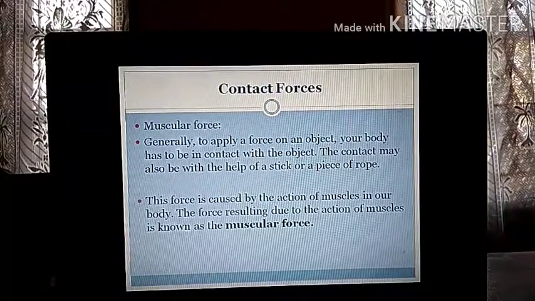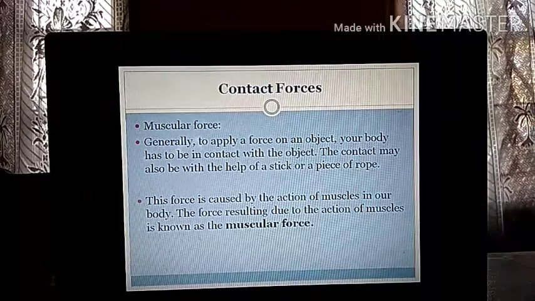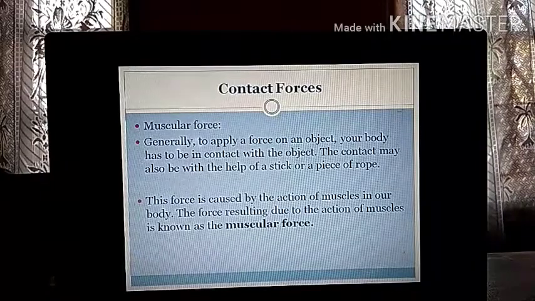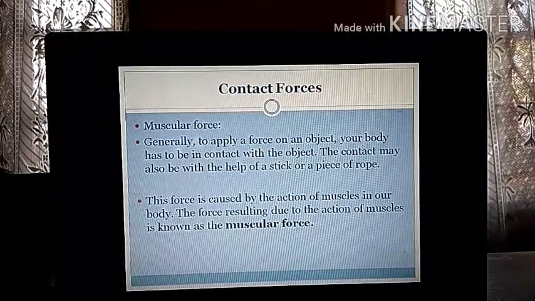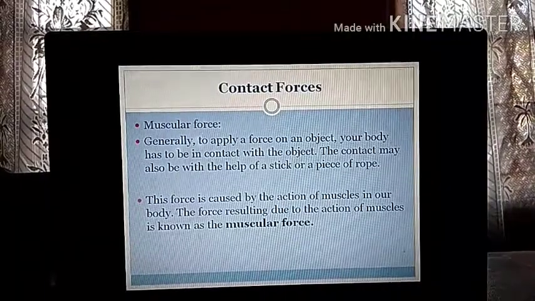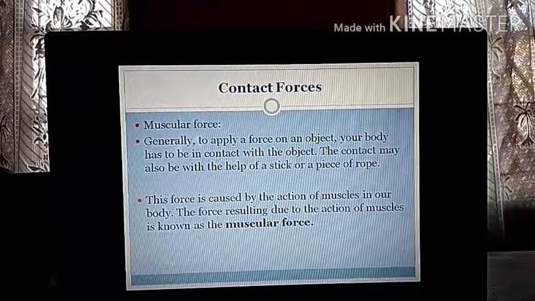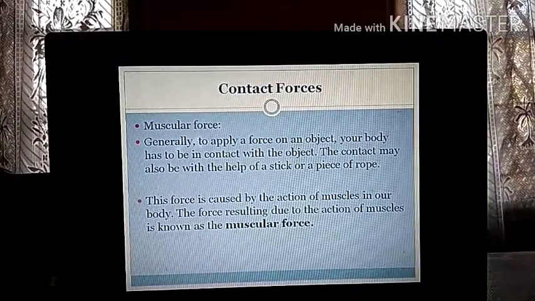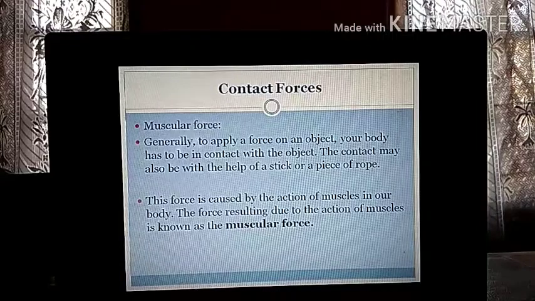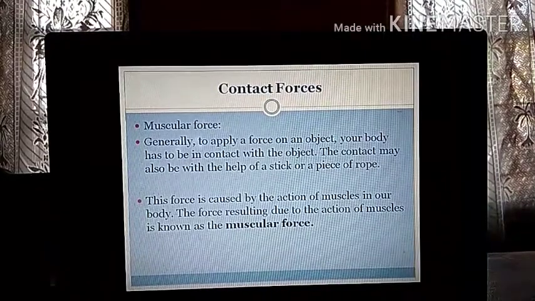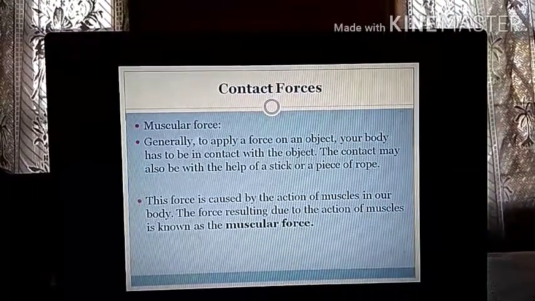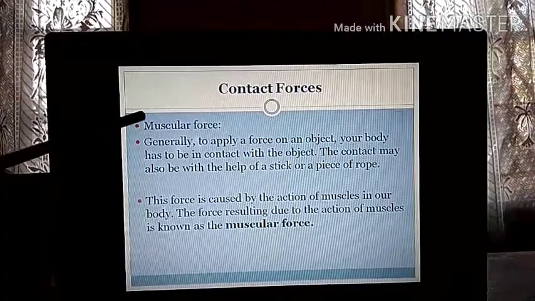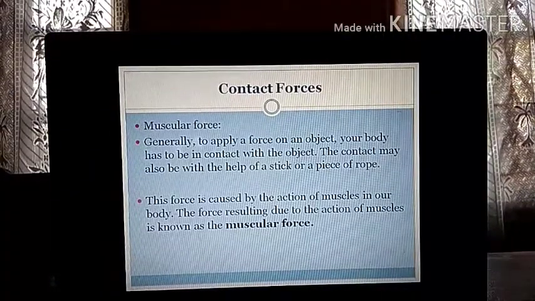Suppose there is a table, you have to push the table. Okay, then only the speed of the table will change. The direction also might change. So that means if there is no contact, then the speed or the direction of the object will not change, or the shape will also not change. Okay, so the first example for contact force is muscular force.